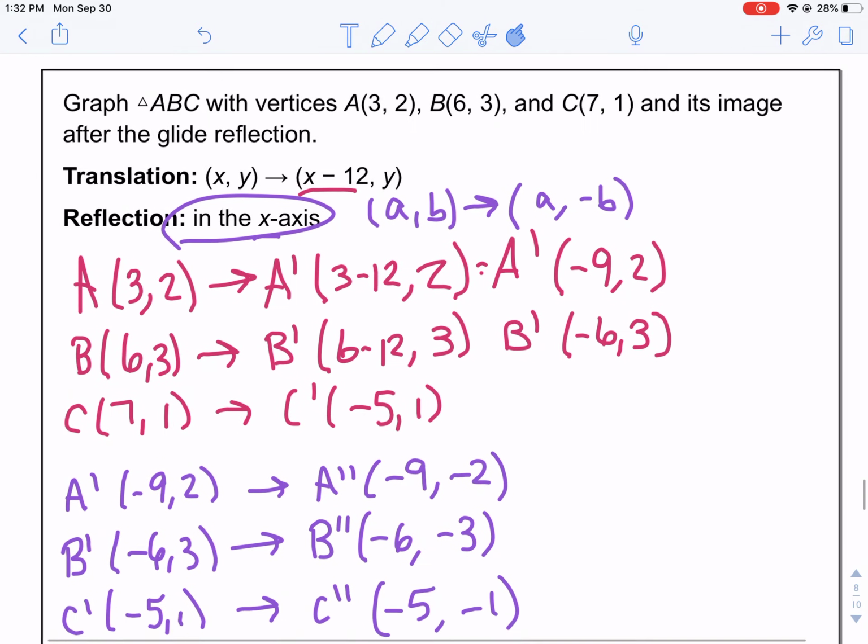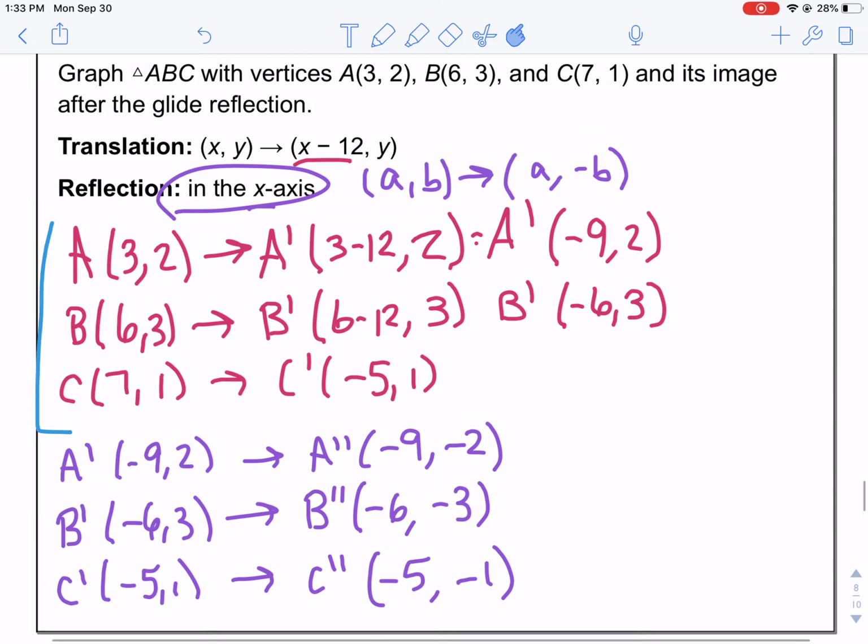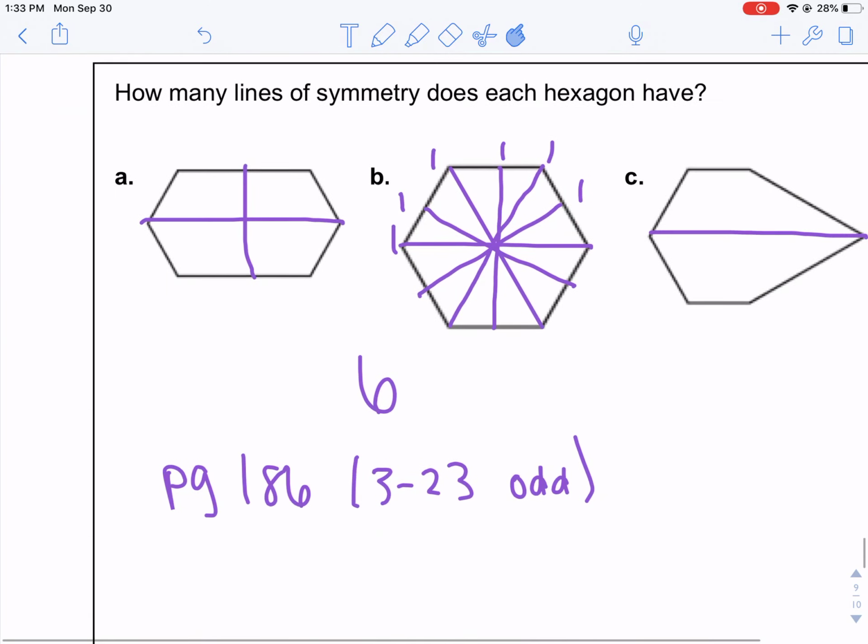Our last example is doing a glide reflection, which is just a fancy name for doing a translation and then a reflection. For my translation, that's what's here in the pink. I start with A at 3, 2, B at 6, 3, and C at 7, 1, and I just apply that rule. The rule says I take the x and subtract 12, and then I keep y the same. That's how I got A prime, B prime, and C prime. Then you take those and do the reflection piece of it, and that's how I got those points right there.